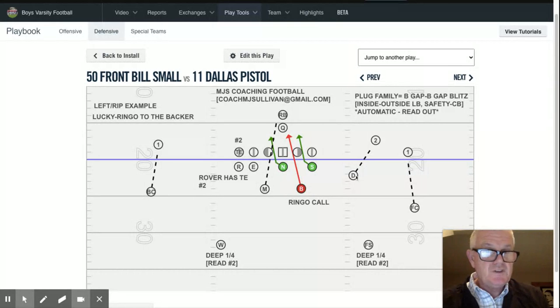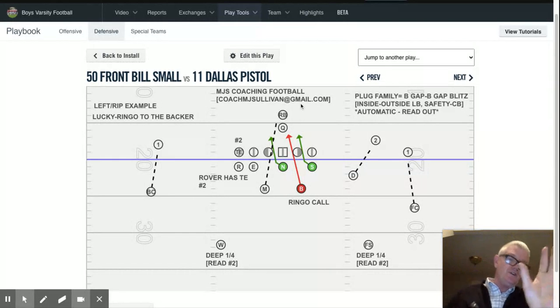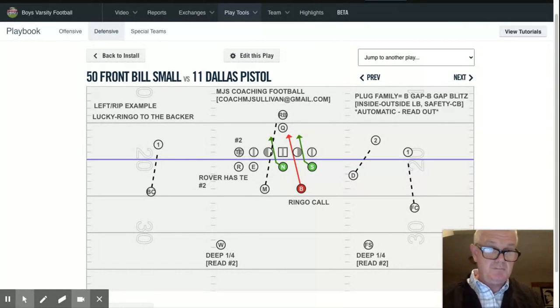This is still an orbit. We still have a stack, so we're going to be secure here in the C gap area. We know that normally that's the inside backer, but now he's blitzing. So if he gets the readout, then he'll be in the C gap. Otherwise, he's blitzing the A gap, and he's either bending hard or getting vertical if the near edge is working away from him. Everybody else is playing base football.